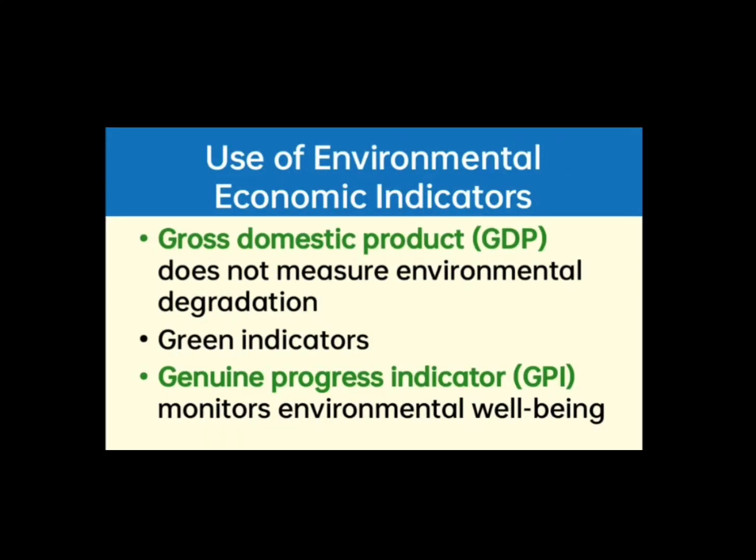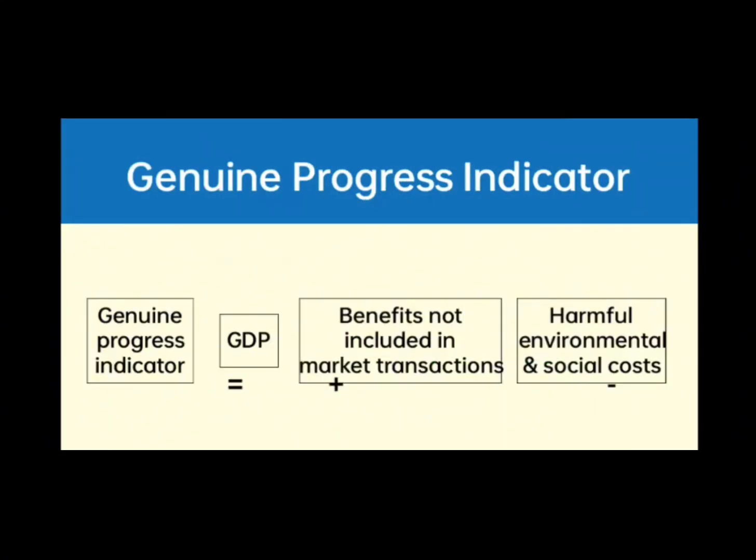Gross domestic product, or the GDP, does not measure environmental degradation or the green indicators, while the genuine progress indicator, or the GPI, can monitor environmental well-being. So we can see the genuine progress indicator equals benefits not included in market transactions, which is the positive outcome, minus the harmful environmental and social costs, which is the negative outcome.